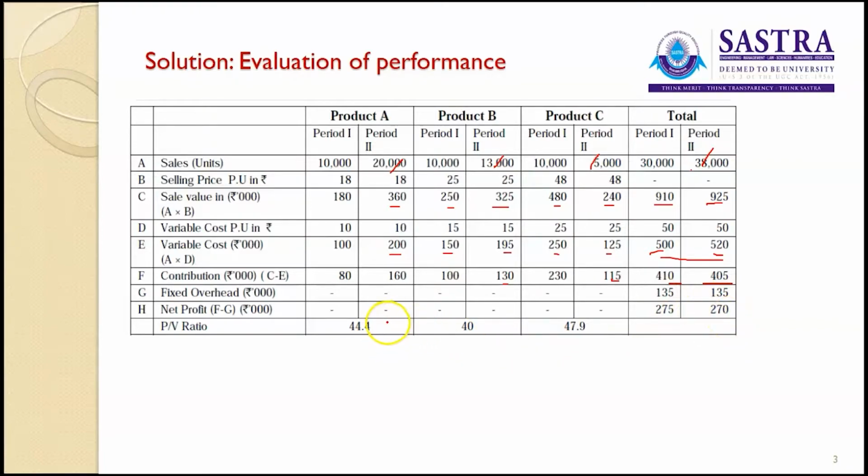This PV ratio for product A is 44.4%. That is contribution divided by sales. That is 80 divided by your selling price, then you will get 44.4. Then again for product B, PV ratio is calculated as 40. It is 47.9 for product C.